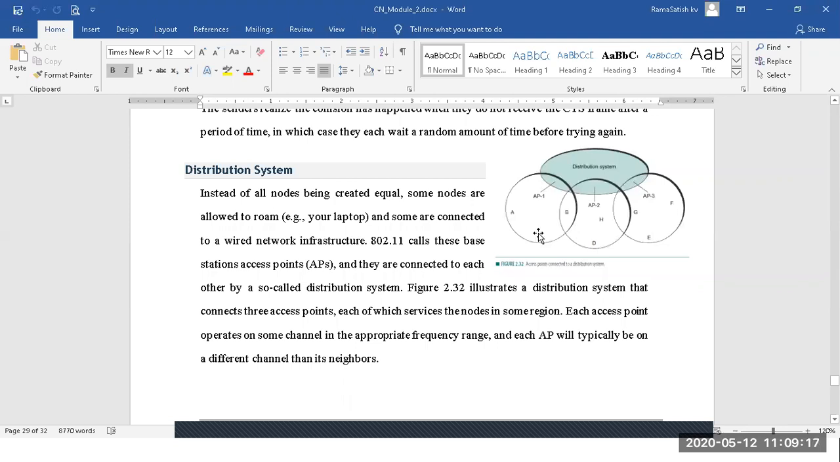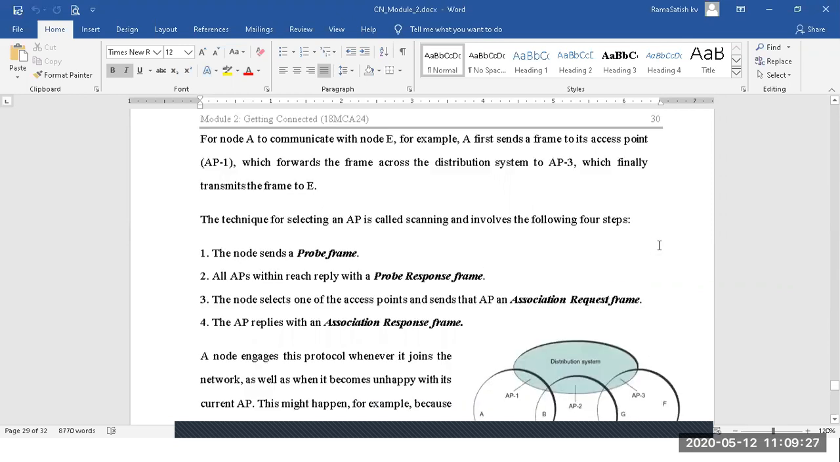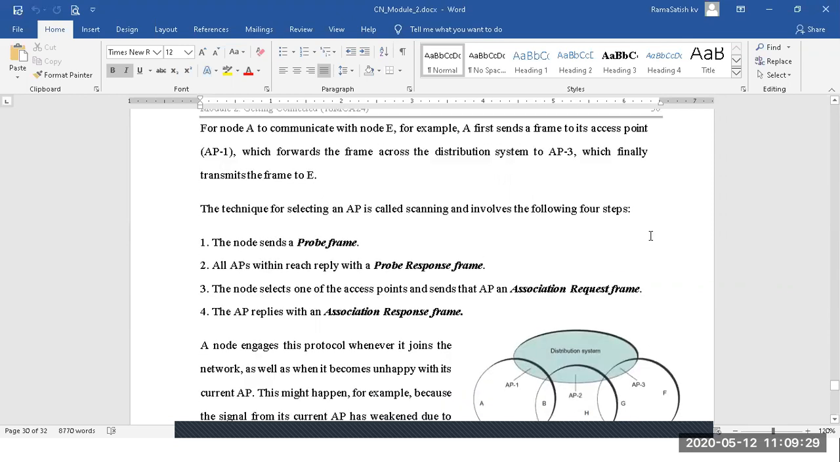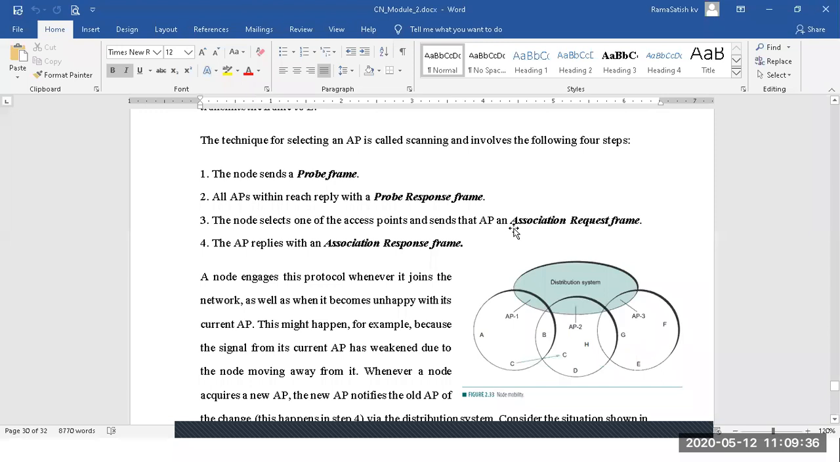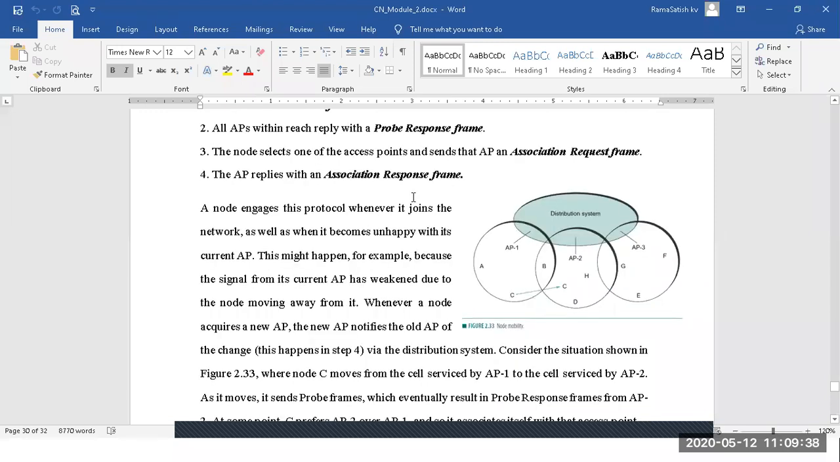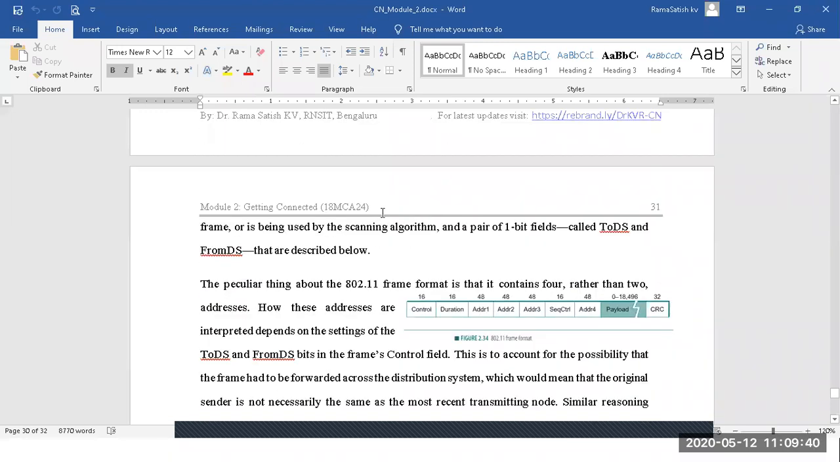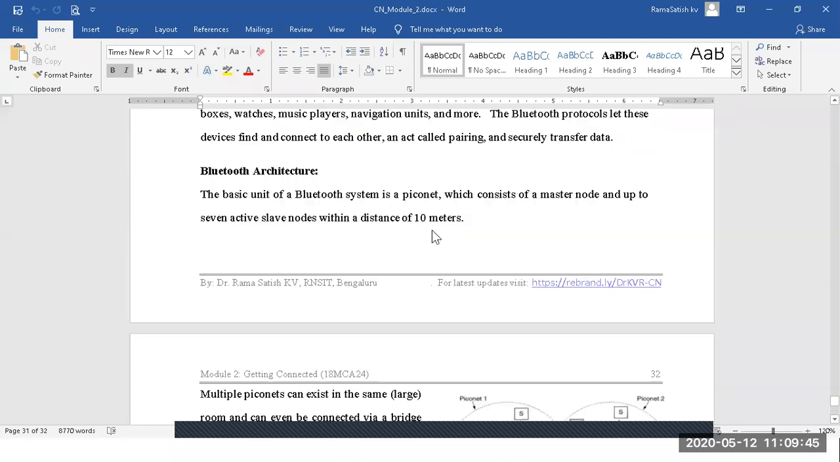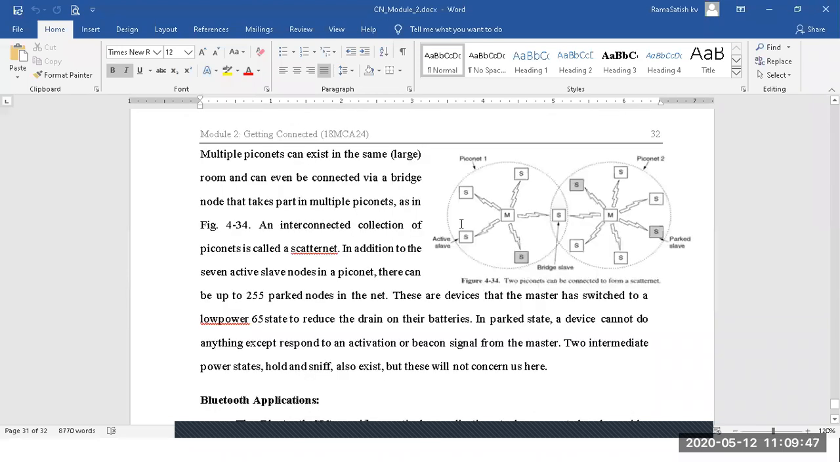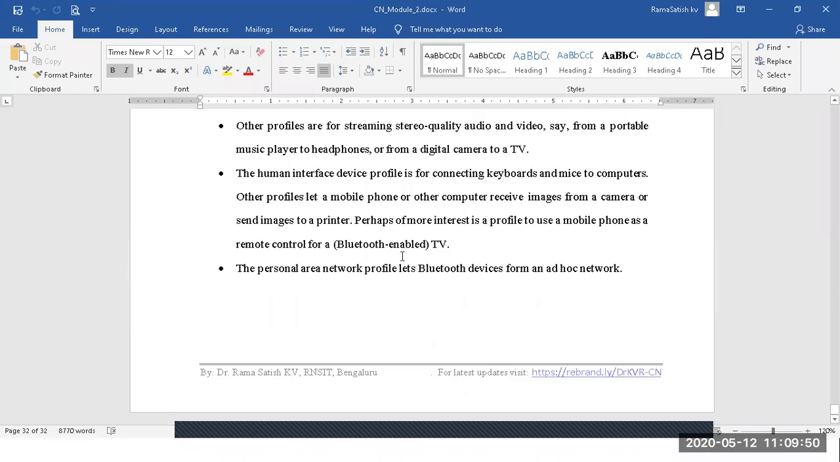How exactly nodes move from one region to another region and how it is taken care of: what is the probe response frame, association request frame, and association response frame, how exactly it works, and the frame format we have discussed. Lastly, Bluetooth and Bluetooth applications. So this is what the second module is all about.